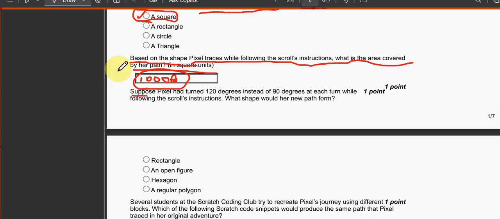Next, suppose Pixel had turned 120 degrees instead of 90 degrees at each turn while following the scroll's instructions. What shape would her new path form? So for this question, second option, guys, an open figure. So mark the second option as the probable solution. Next question.